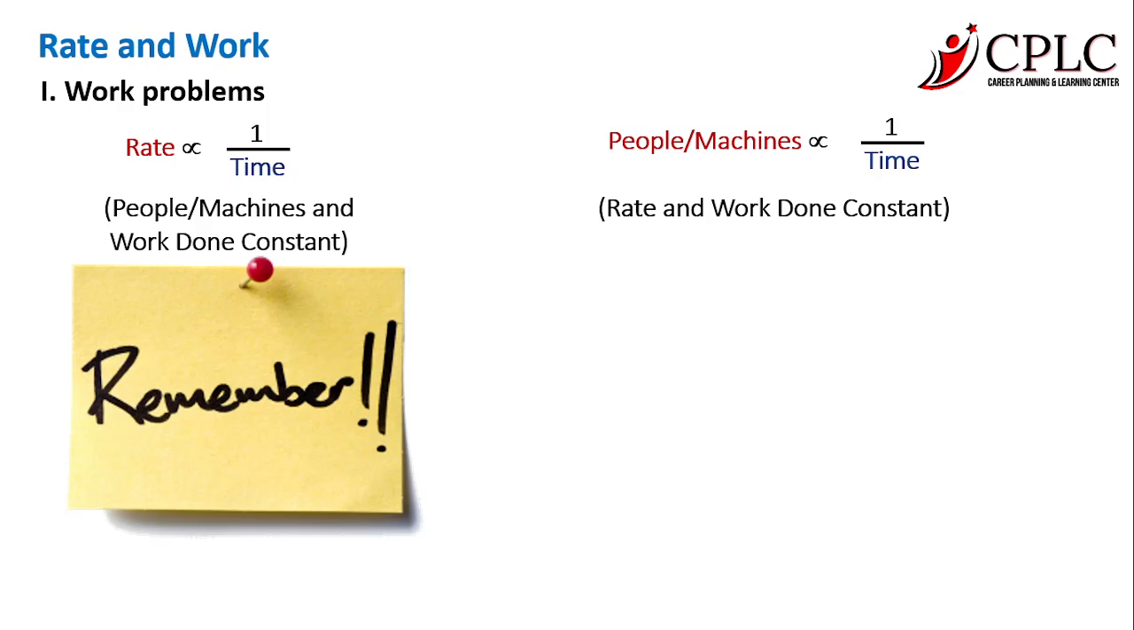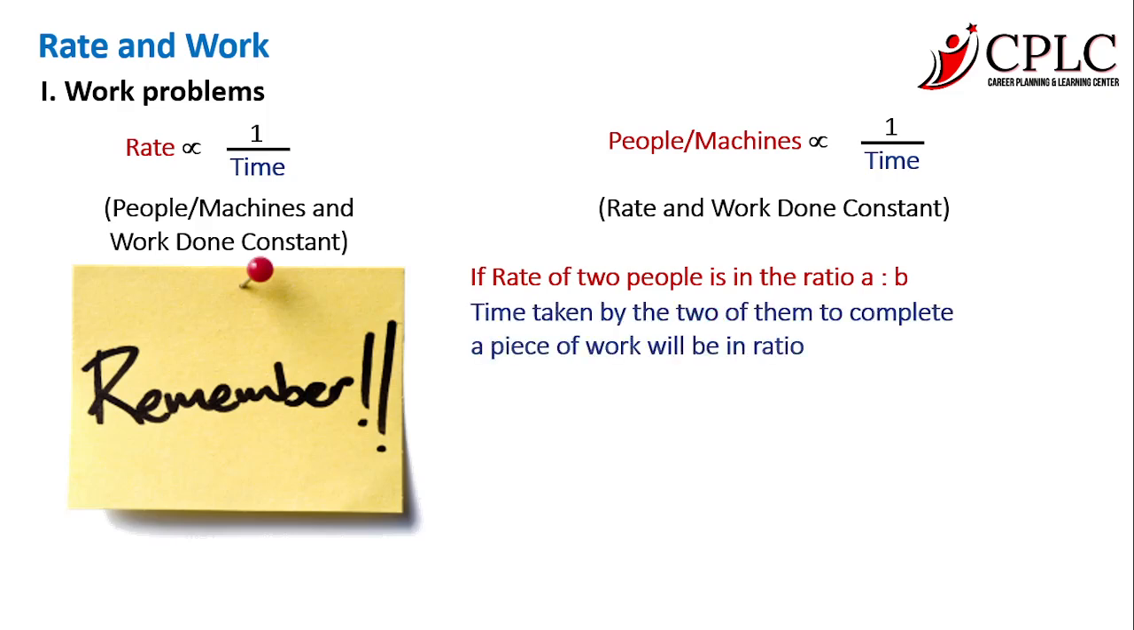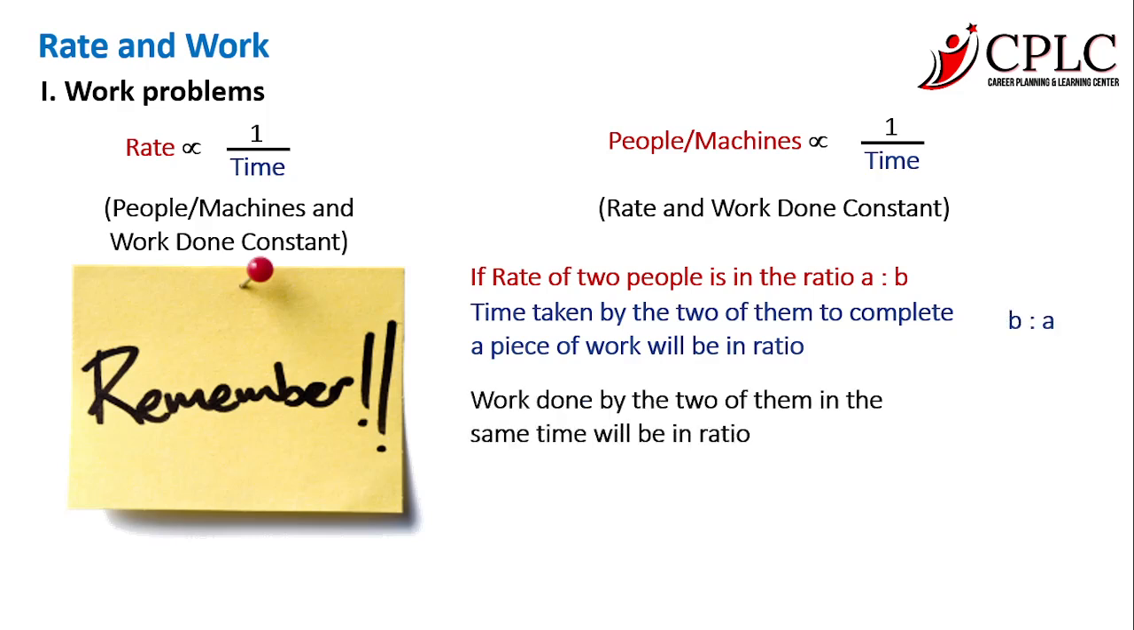Now, once these relationships have been established, we can find out the ratio, and it is again based on the same factors. So, just say, for example, they have given the rate of two people, which is in the ratio A is to B, for example, and we have to find out two things. One of the things is the time taken for the two of them to complete the piece of work, and the second one is work done.